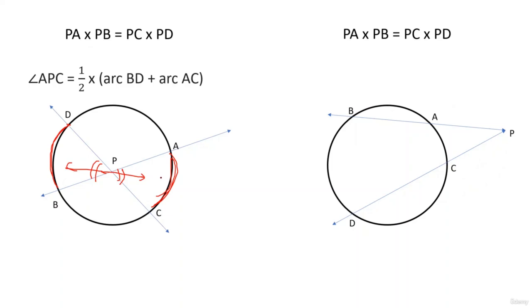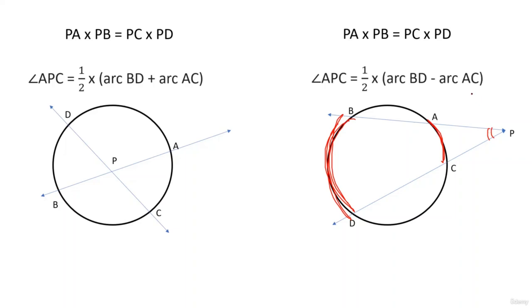Similarly, guys, if the point P is lying in the exterior, the bigger arc is BD. The smaller arc is AC, right? So angle APD will be half of arc BD minus half of arc AC in this case. So you remember them as a standard right now, but we're going to prove them in some time.